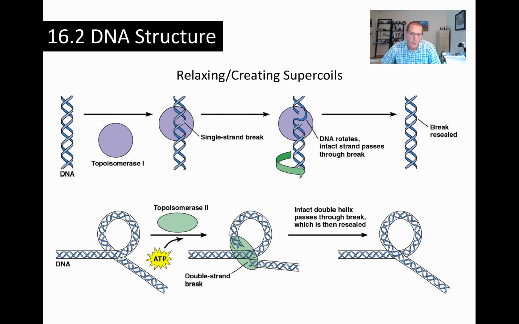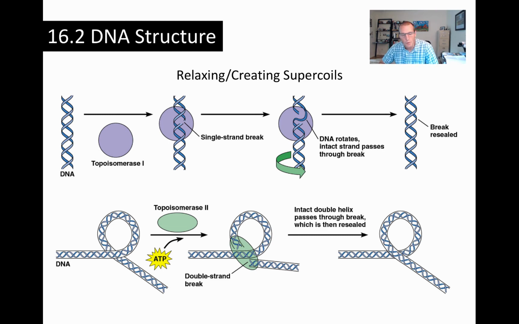There are also type 2 topoisomerases as well, and these induce double-stranded breaks. If you've ever heard or if you recall, DNA gyrase can do this as well. So two ways of relaxing or creating supercoils: either introducing a single-stranded break and passing the other strand of DNA through, and then rotating the helix to reduce the supercoiling or increasing the supercoiling, depending on which way you do it.